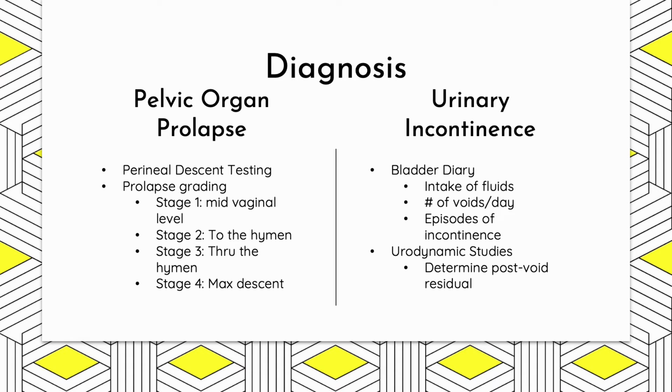Pelvic organ prolapse is typically graded by an OBGYN or urogynecologist. However, perineal descent testing and prolapse testing may be performed by a PT. These tests involve a maximum Valsalva effort or bearing down by the patient to observe bulging in the vaginal introitus.